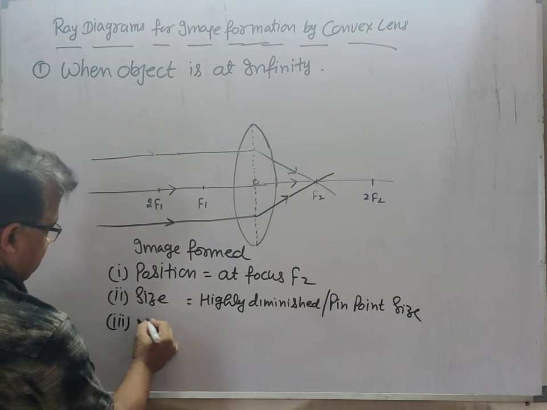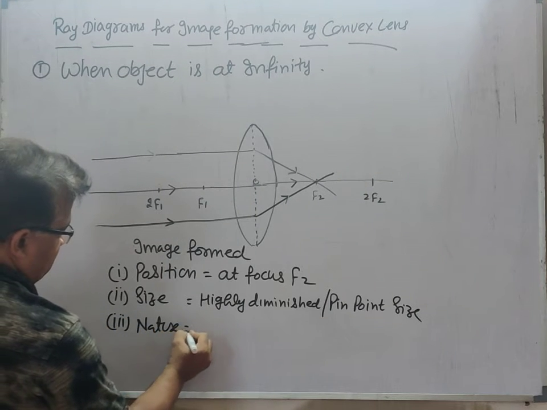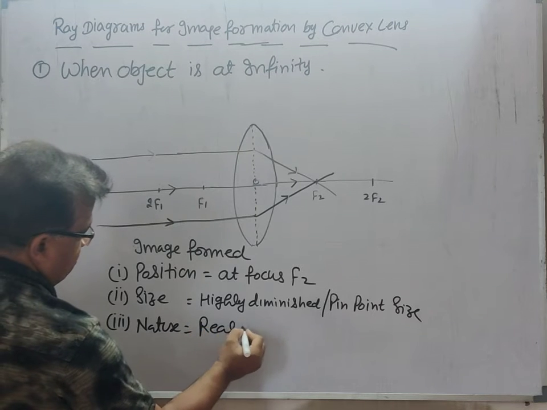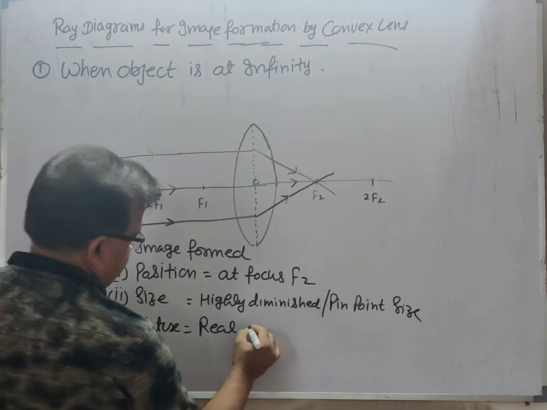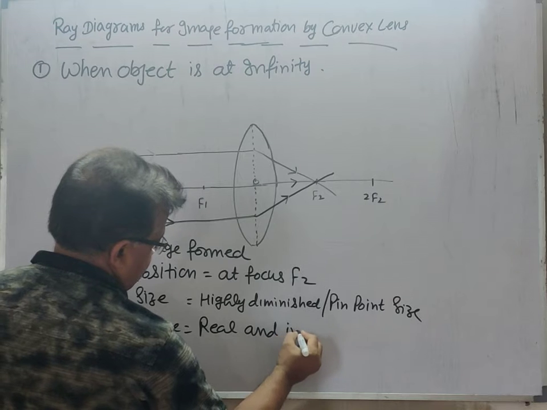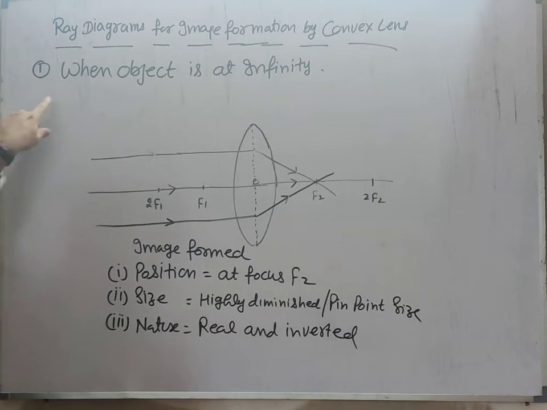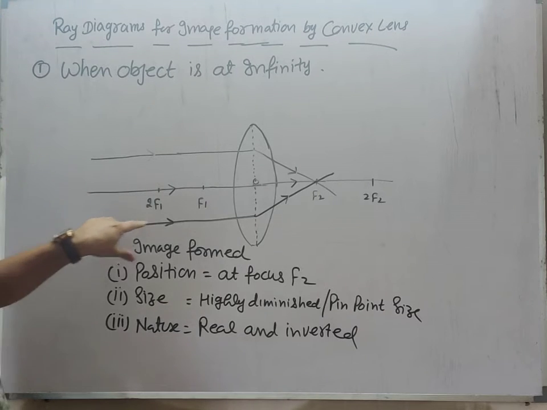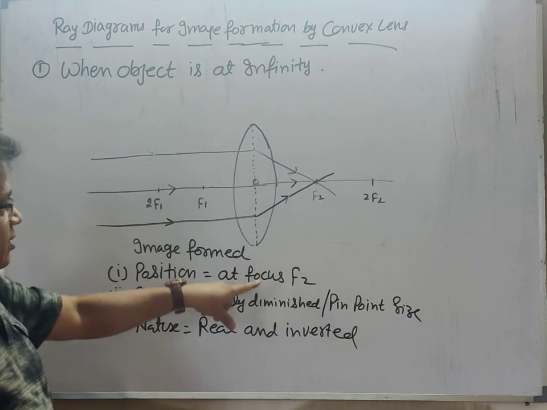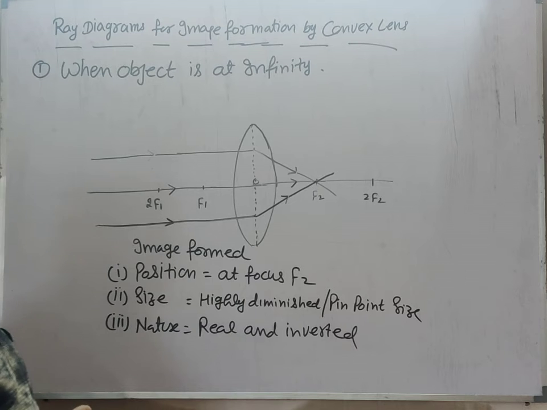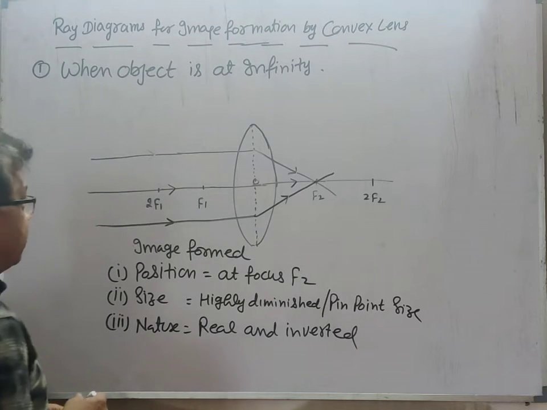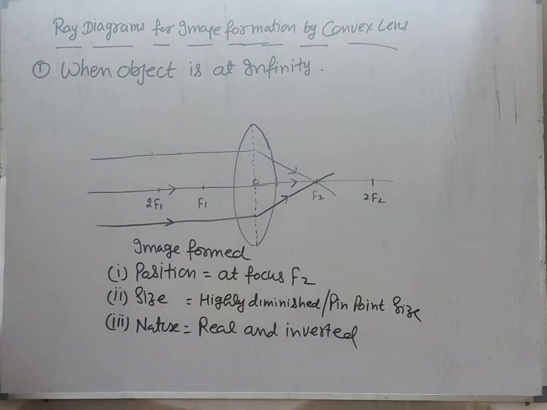Next is nature. The nature of the image is real and inverted. So when the object is at infinity, the image is formed at f2, highly diminished or highly reduced, real and inverted. Now we shall draw the next diagram.